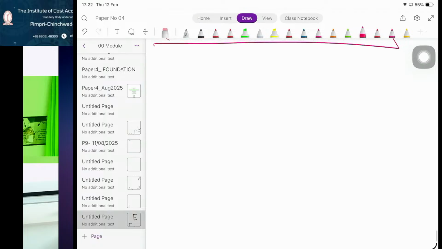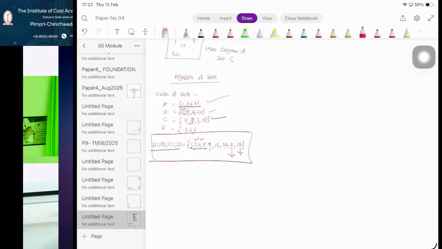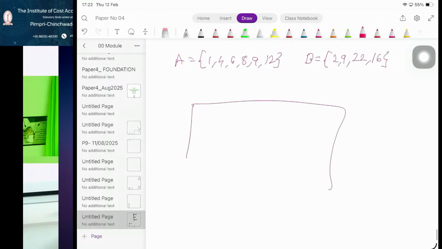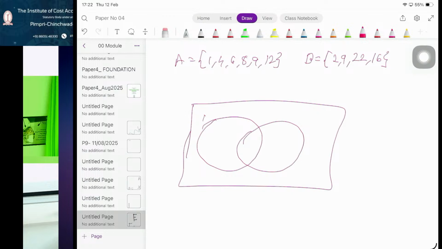Intersection of sets. The set of all elements which are both in A and B is denoted by A intersection B. Let's take another example. Let A be 1, 4, 6, 8, 9, 12, and B is 2, 9, 22, 16. So, in pictorial representation, here will be the set A, here will be the set B. Let's find out first the common values. I want to show you A intersection B.